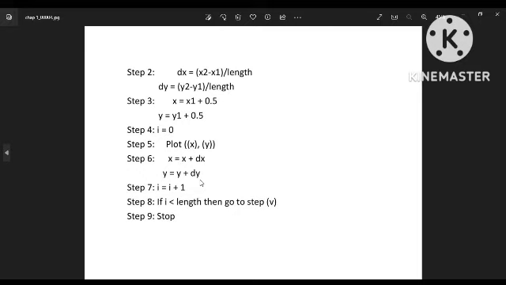Coming to the next step, i is equal to 0. When i is equal to 0, we plot the point x comma y, and the step increments by the slope of the line: x is incremented by adding the dx value, and y by adding the dy value. So it automatically increments to the next point, that is i is equal to i plus 1. In this, steps 2 to 7 repeat according to this, until i is less than length.